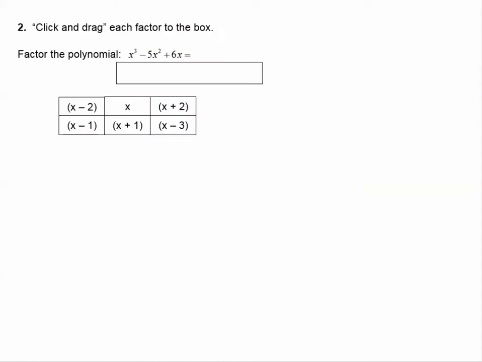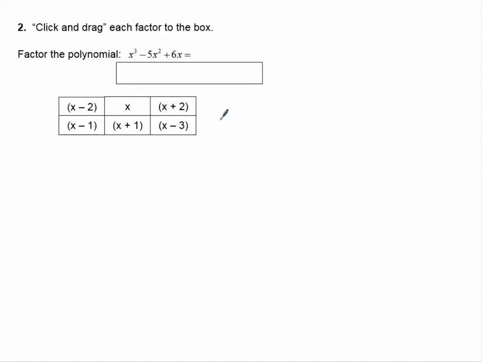Let's look at example 2. This is one of our TEI questions. We are to click and drag each factor to the box so that we can factor this polynomial, x cubed minus 5x squared plus 6x. So we have these 6 options for factors and we're going to drag them into the box.